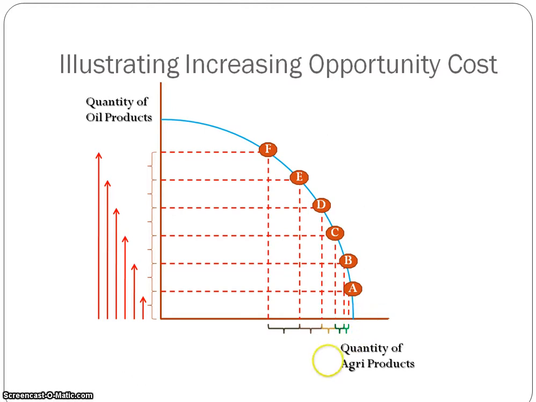So you realize, as you continually expand your oil production by taking resources from the agri sector, the resources you keep taking each time are more and more skilled, and therefore when you remove those resources, the amount you lose or sacrifice gets larger each time. And hence, we have theoretically explained why it is actually possible to incur an increasing opportunity cost.